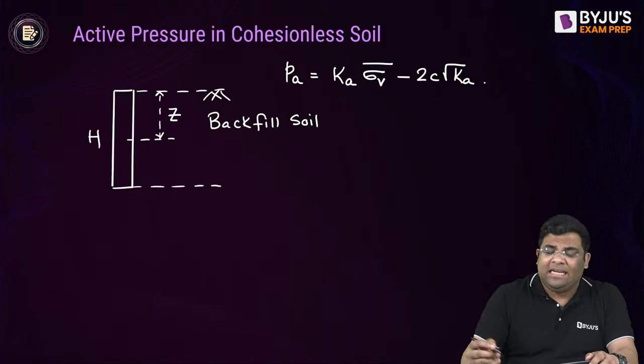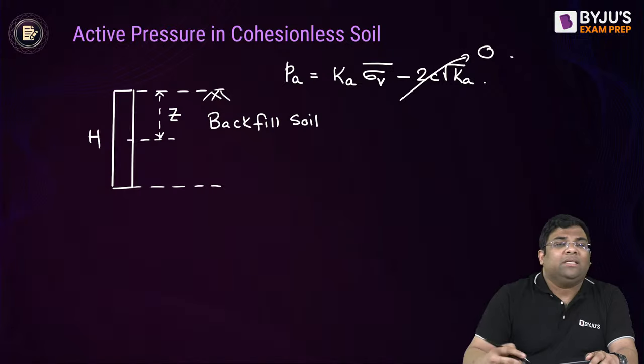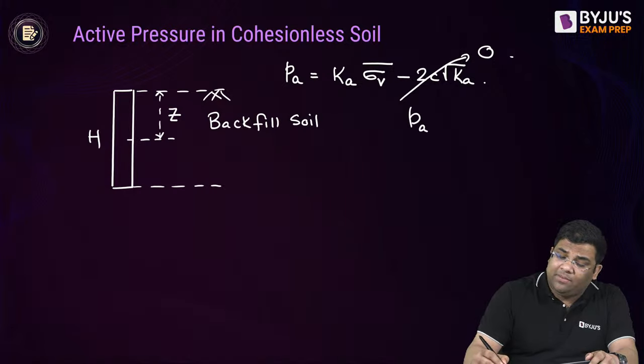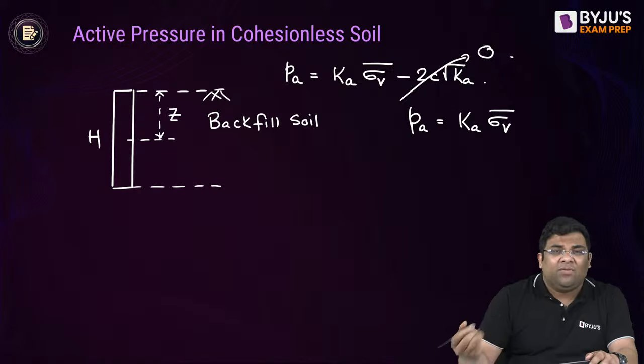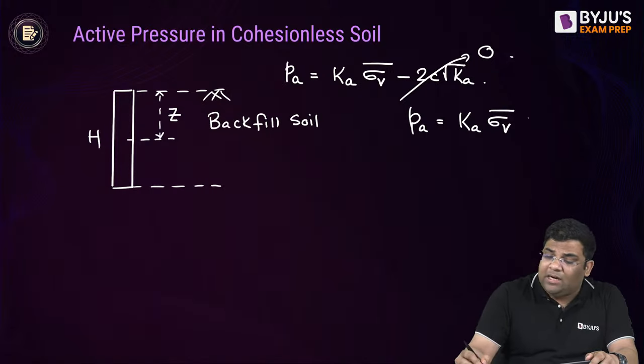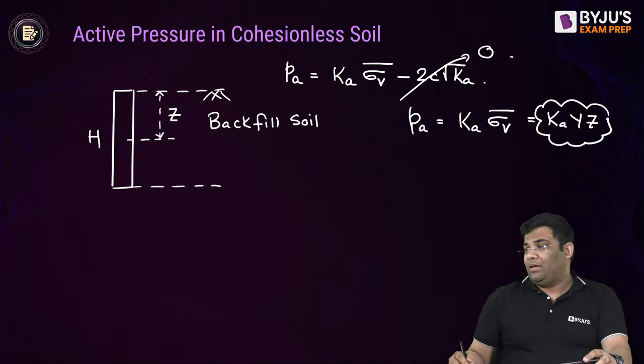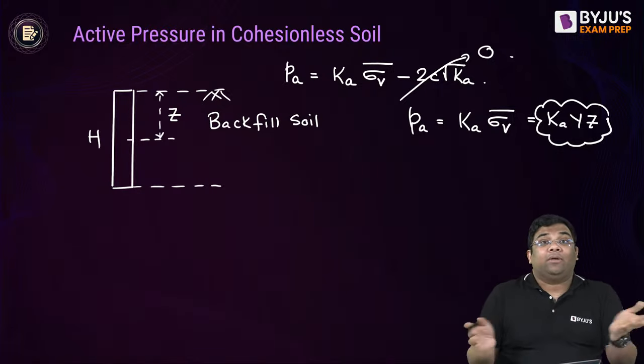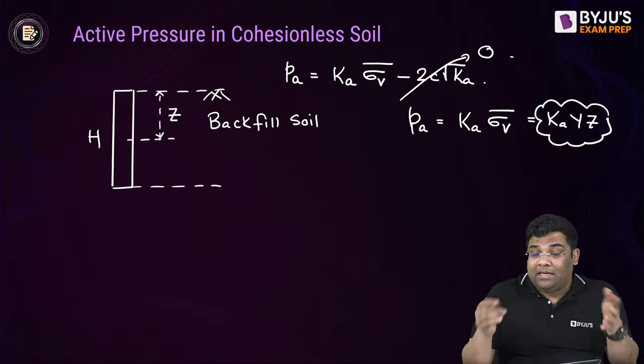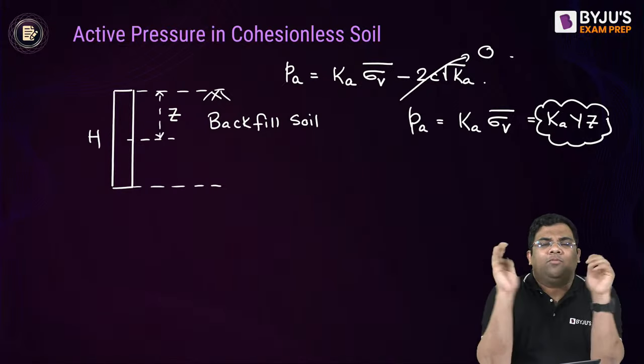Now when I say cohesionless soil, what will happen? This will become 0, and the active pressure will simply be Ka into vertical stress. Now what's the vertical stress at a depth Z? That will be simply your gamma into Z, and this is the way we find out the active pressure.